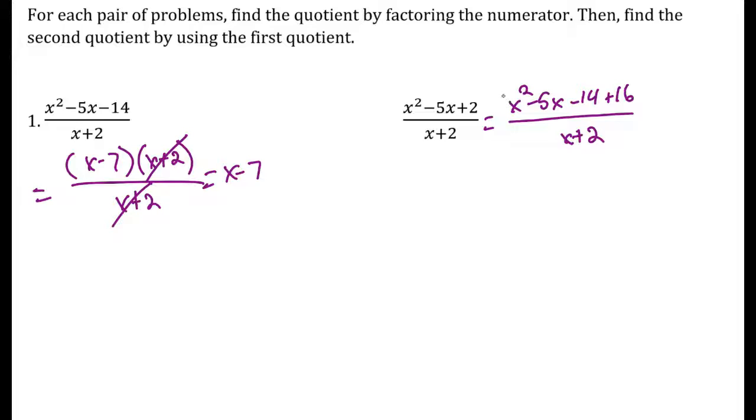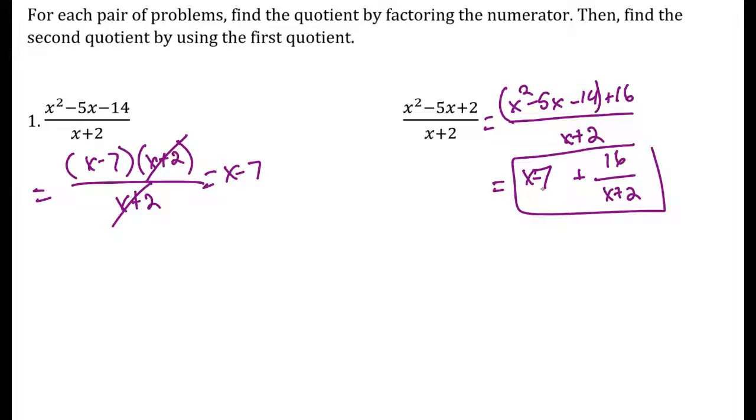And then we divide. I'm going to treat that as one chunk up there, that trinomial. Well, what's x squared minus 5x minus 14 divided by x plus 2? Well, it's x minus 7 because we just found that quotient. And what's my remainder? I'm left with 16 over x plus 2. So the answer is x minus 7 plus 16 over x plus 2. I had a remainder of 16.